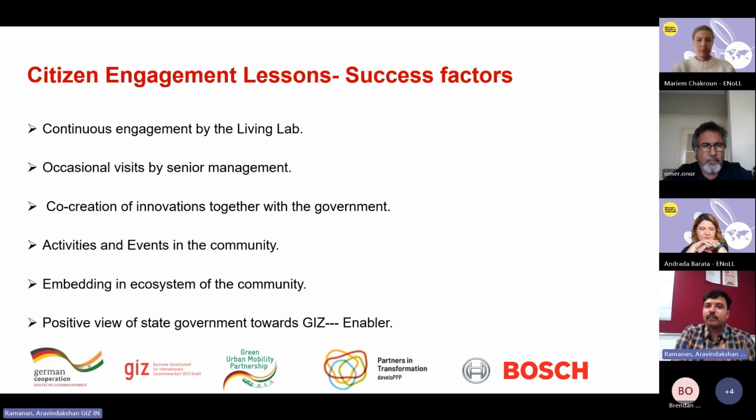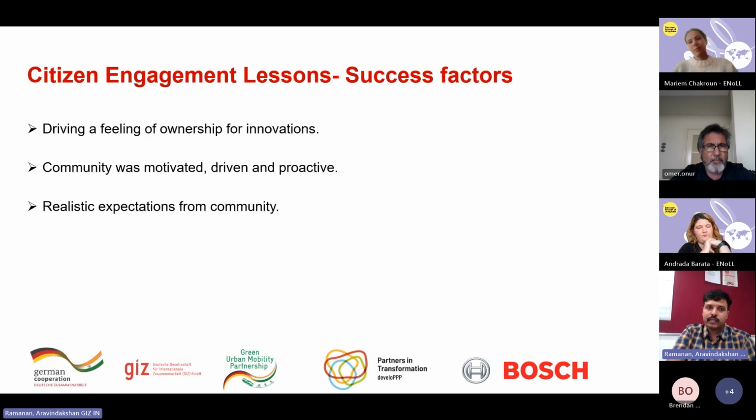For example, they have a monthly meeting every month where the Living Lab is invited to talk about the progress of our projects in the community. So we are embedded very closely. We are not seen as outsiders. We have regular touch. And the government also has a very positive view towards GIZ. They see that we are the agency with money. We don't just talk about problems, but we also contribute to solving the problem monetarily. So the positive view of the government towards the Living Lab helps the community gain trust in us.